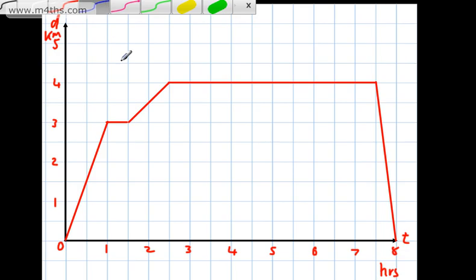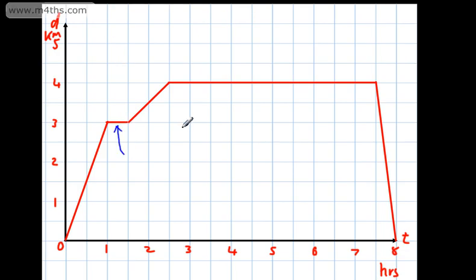So let's look at these sections. This now is a stationary section, so the speed would be 0. This is a stationary section. This length right here is half an hour. This length right here is going to be 5 hours. We have 3 different sections. This is going to be the first, and the average speed here is going to be 3 kilometers an hour. So we can say this is 3 km an hour. We're just looking how far we've travelled in how long. So it's 3 over 1.